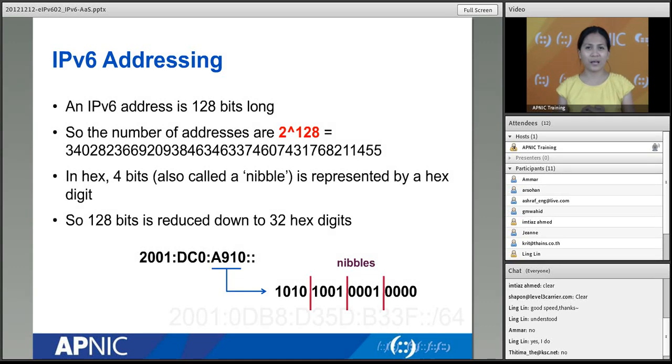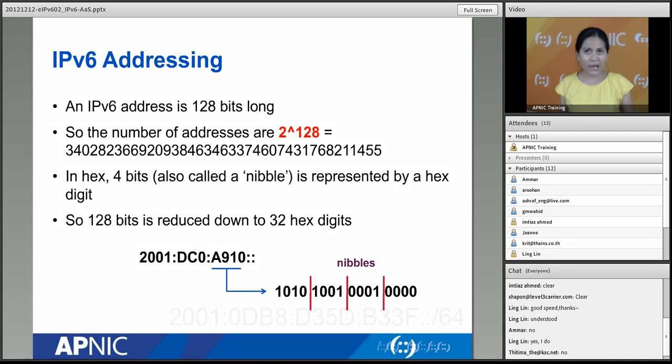IPv6, as you might have heard of, is the new version of the Internet Layer Protocol. It is part, of course, of the TCP/IP suite of protocols. The main goal of IPv6 is as a replacement of IPv4, possibly in the future. For now, our goal is mainly to have both IPv4 and IPv6 operating at the same time.